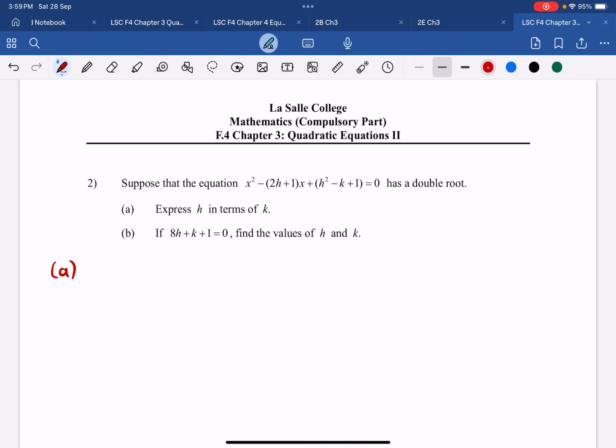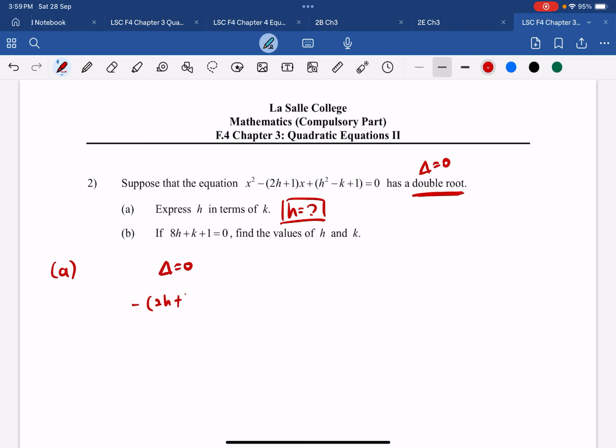So now it has a double root, which means repeated roots, so delta equals 0. Express h in terms of k. So it asks you what's h. H equals what? That's the only condition I have.